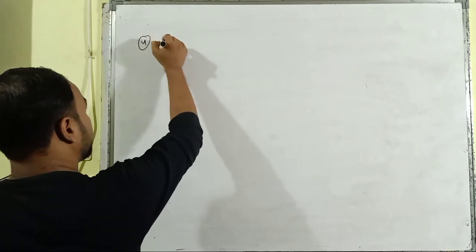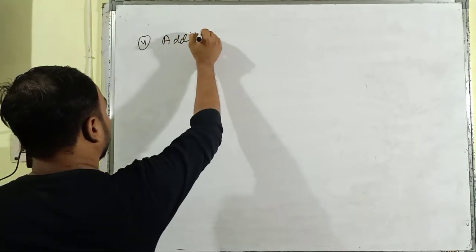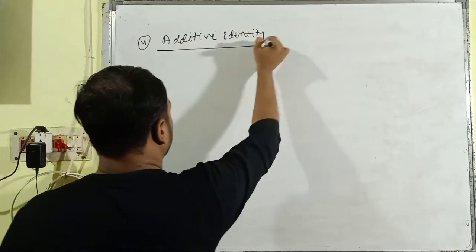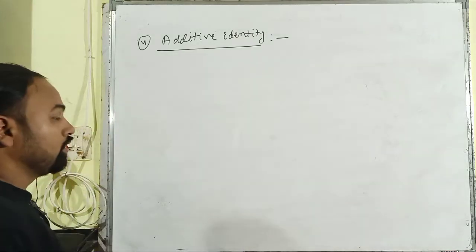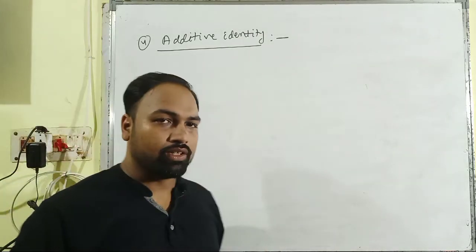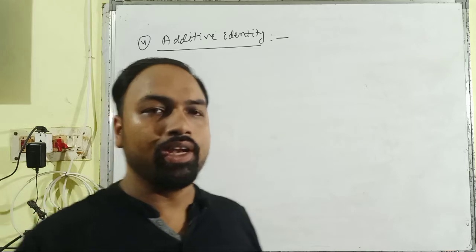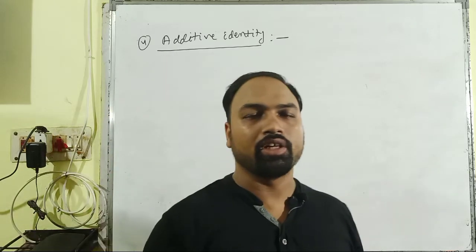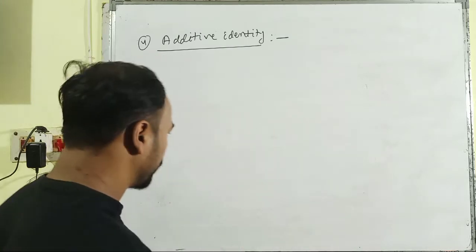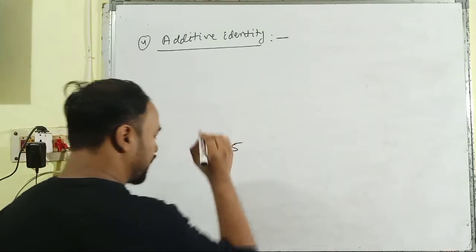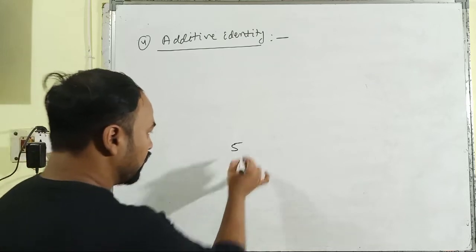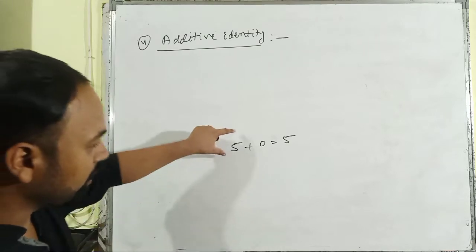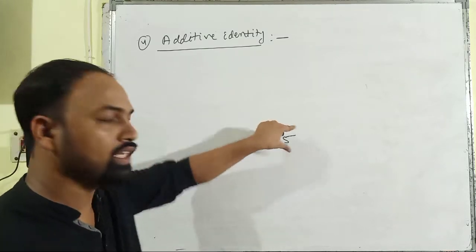The fourth one is additive identity. We have to find such a number so that if it is added to any complex number, it will give the same complex number as the solution. Let us go through the real number set. Let us take any real number 5. 5 plus 0 is equal to 5. That means if the real number is added with 0, it is again 5.